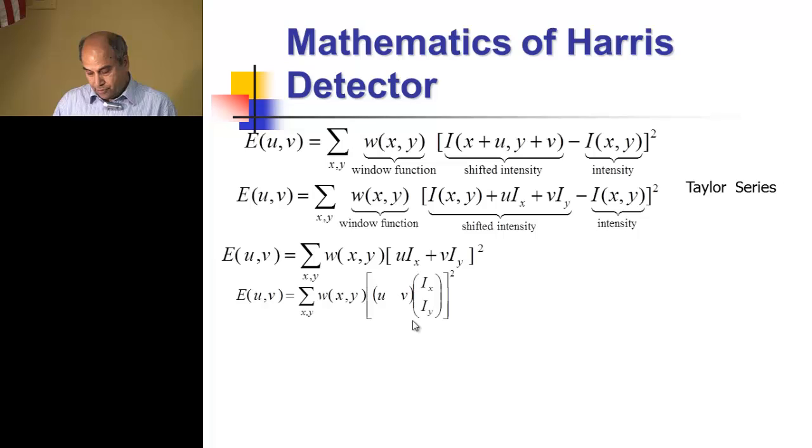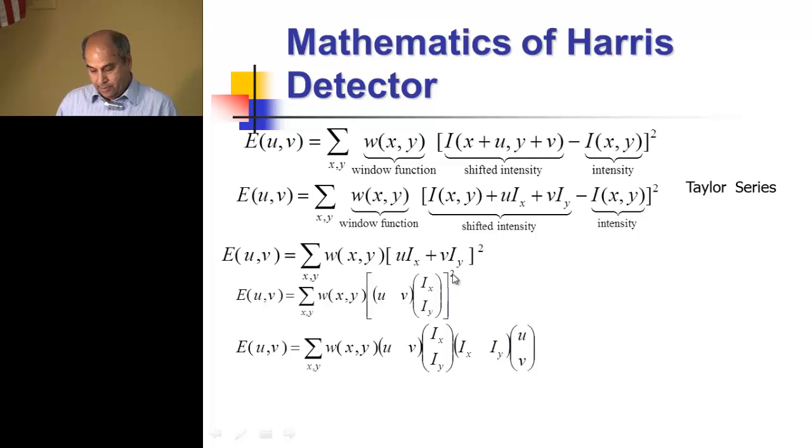Then what we are going to do further is expand this, since it's a square thing. So w will remain here. So we'll have u v Ix Iy. Then we will have the transpose of this, because we are multiplying. Transpose of this is Ix Iy, and then the transpose of this will be u v. It's a multiplication of a vector with a matrix. So that's what we have now.